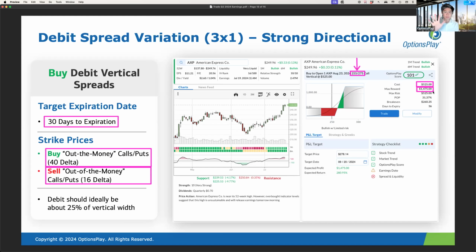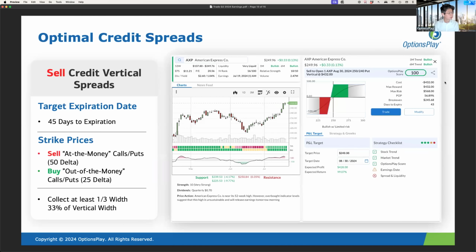Does that make sense, everyone? Please type 5 into the chat window if that makes sense to you. Perfect. Okay, let's take a look at the next trade.